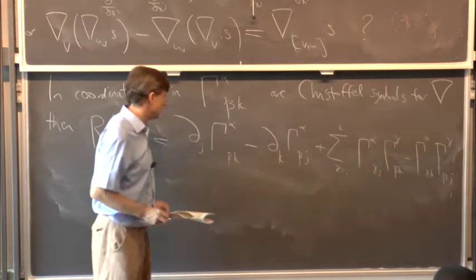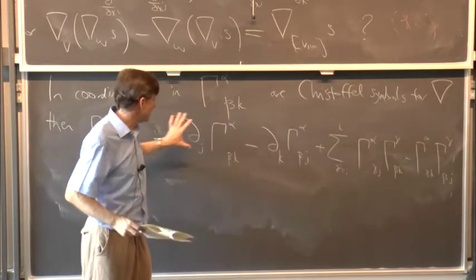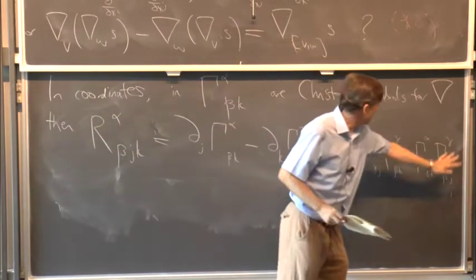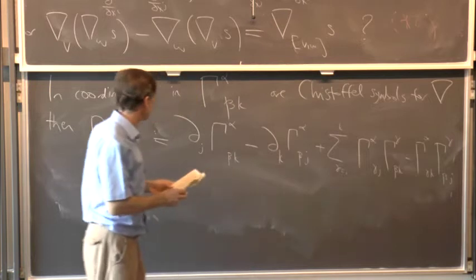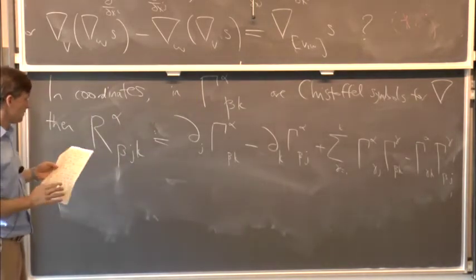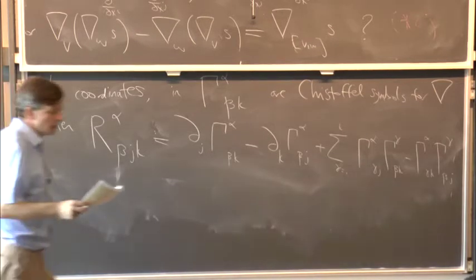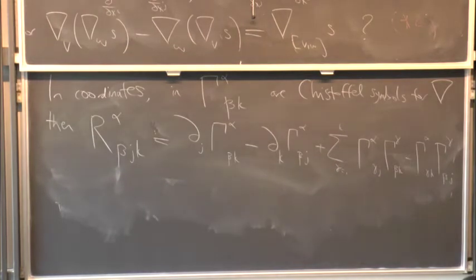Okay, so it's linear in the first partial derivatives of big Gamma, and then it's quadratic in the zeroth derivatives. Okay, so that's what we need to know about curvature for the moment.